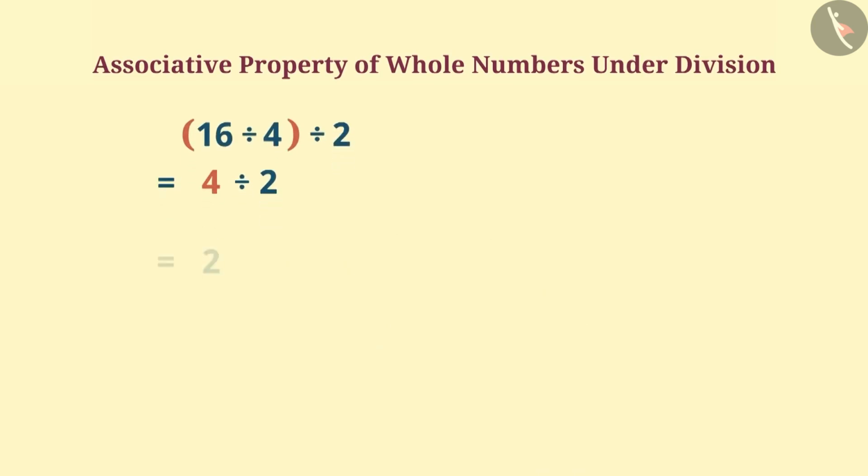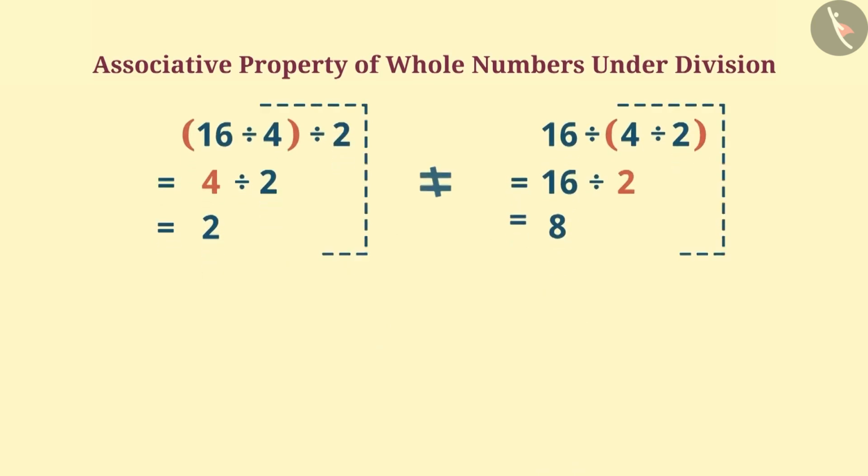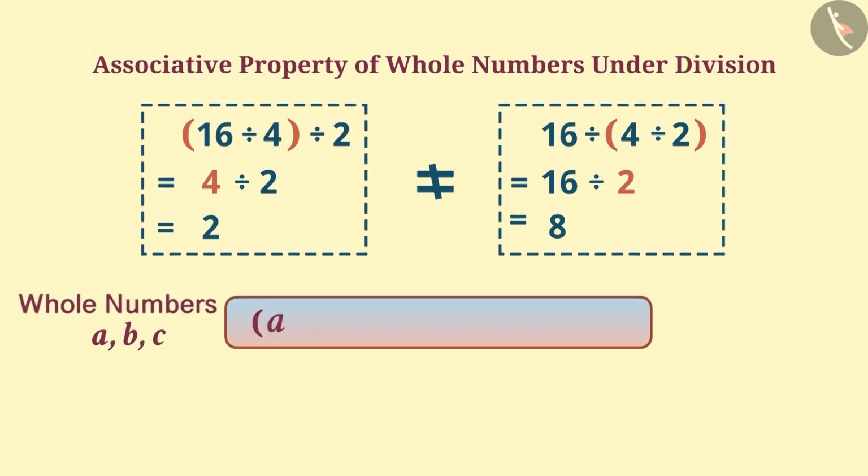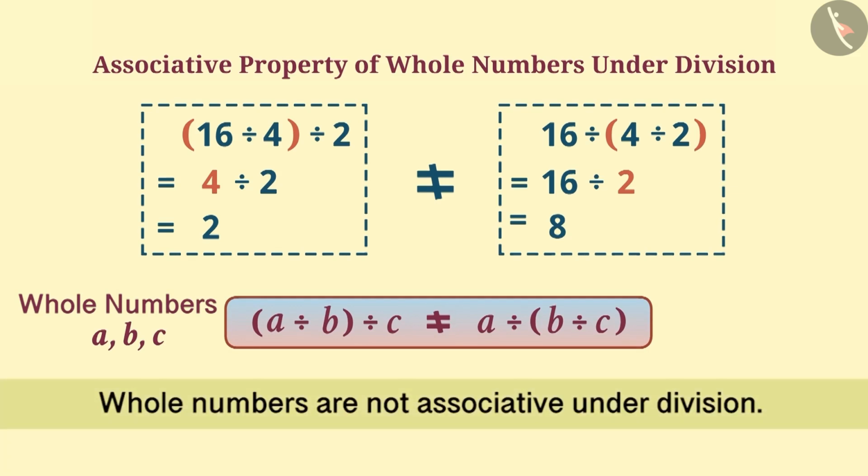Now, if we talk about division, then any 3 whole numbers cannot be divided by changing the order of division. That is, for whole numbers A, B, and C, (A divided by B) divided by C and A divided by (B divided by C) are not equal. In this way, whole numbers are not associative under division.